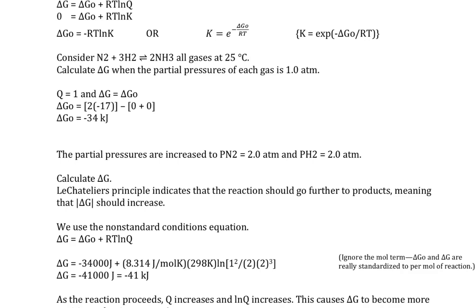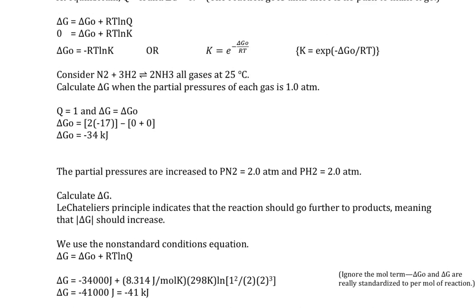We expect the delta G to be a bit different, and since this is exergonic, we expect it to be a larger negative number when we have higher pressure on the reactant side. Think about Le Chatelier's principle. If we've increased the amount of each reactant, we're going to expect it to go farther to product, and it'll be reflected in a more negative value for delta G. So that's our expectation. Okay, so we use that non-standard conditions equation.